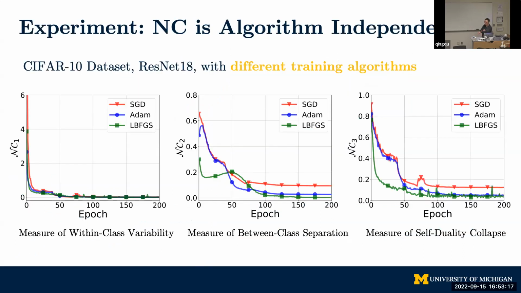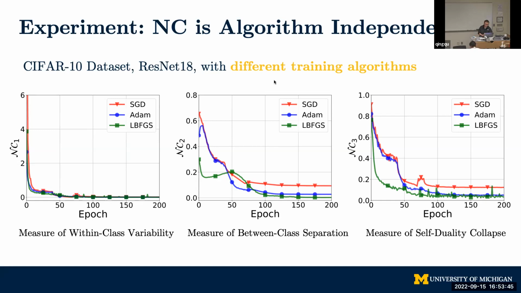So next, I want to show you some results. The first result we want to show is that neural collapse, as we show in the landscape analysis, is independent of the training algorithm. So the first experiment shows that neural collapse happens independent of the particular algorithm that we are training.